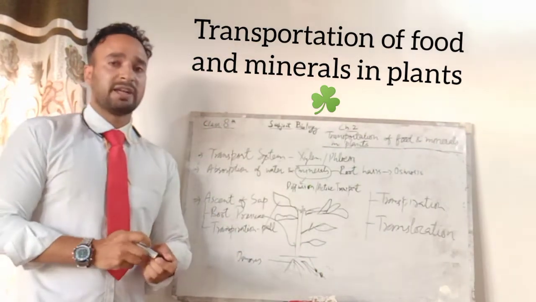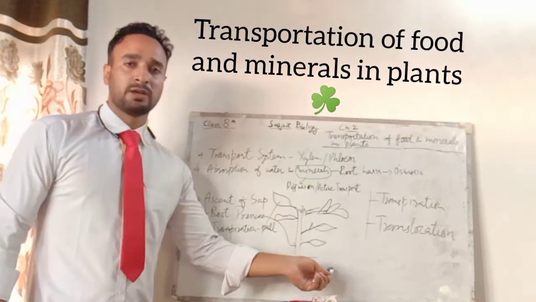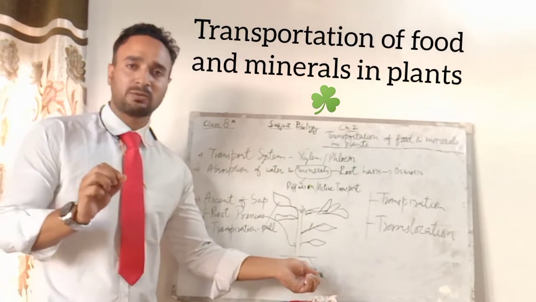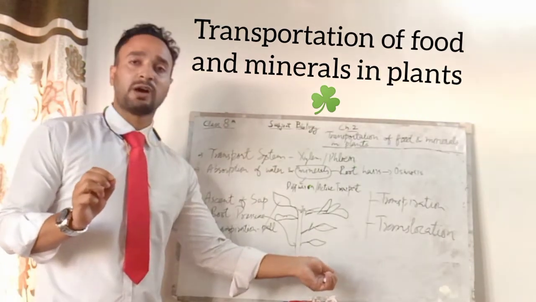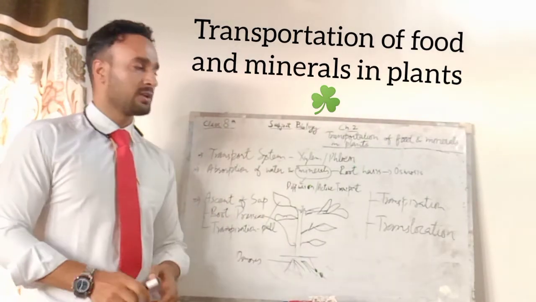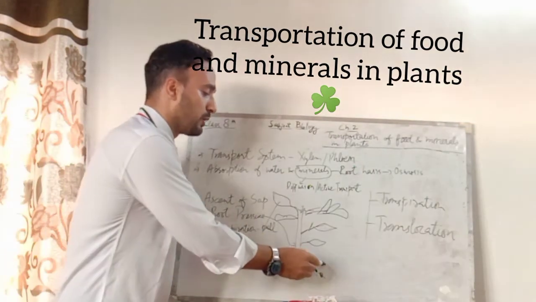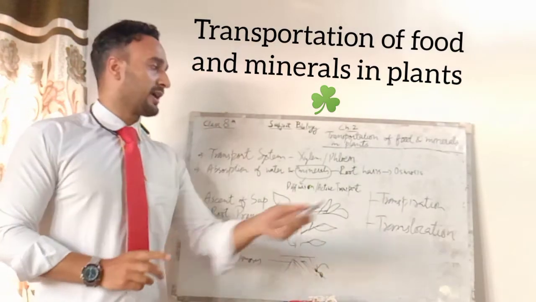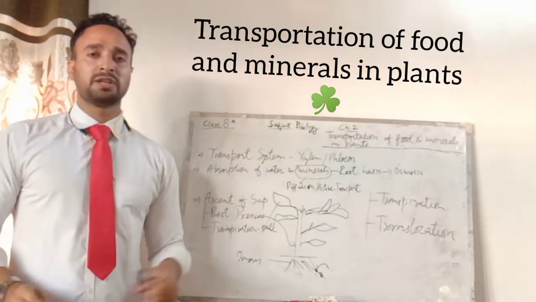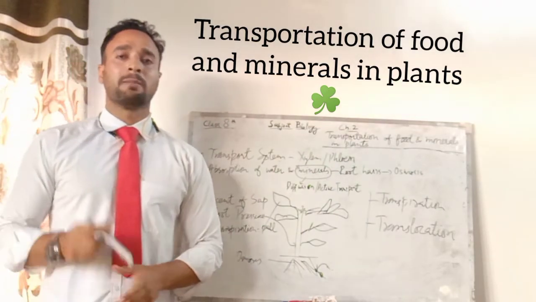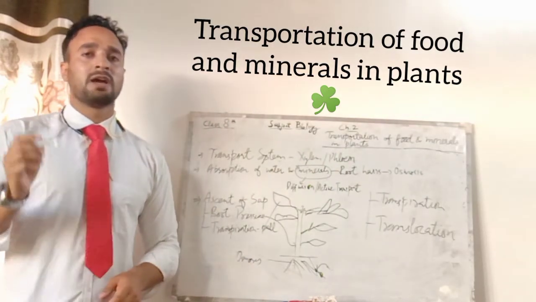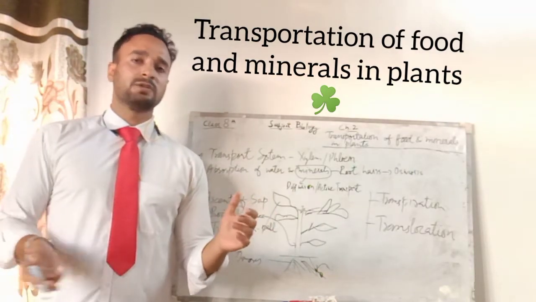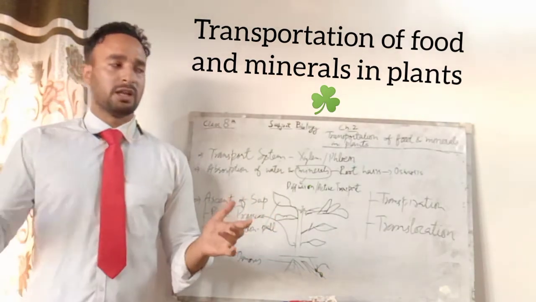So there is a gradient between the soil and the root hairs, because root hairs contain less water concentration and the soil has more water concentration. So there will be the movement of water molecules from higher concentration to the lower concentration, and this is called osmosis. So the root hairs absorb water from the soil by a process called osmosis. And what is osmosis? Osmosis is a movement of water molecules from higher concentration to the lower concentration.